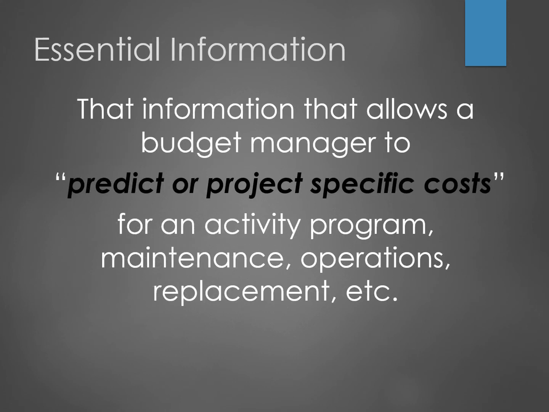Really, when we think about essential information regarding the budget, it is the information that allows the manager of the budget to predict or project specific costs. So we're talking about that anticipation overall for an activity, program, maintenance, operations, replacement, and so on and so forth. So some things we can anticipate. We know that some things will increase or decrease due to inflation or deflation. And then some things we can't predict, like recently there was a spike in the cost of lumber. Lumber tripled or quadrupled within just a short amount of time. And there's no way we would have really predicted that.